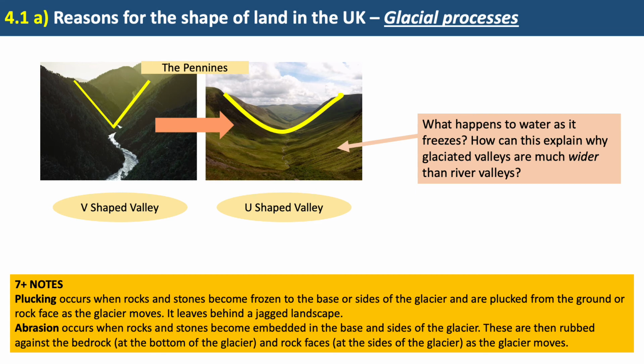Once more, if you're targeted 7 or above, just make sure you have a look at the bottom. We've got these two very important words, plucking and abrasion. These are two processes, okay? These are actions that are created by glacial movement. They can occur on the sides of a valley, at the bottom of a valley. Have a quick read.